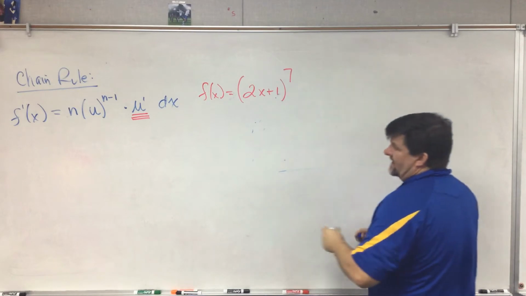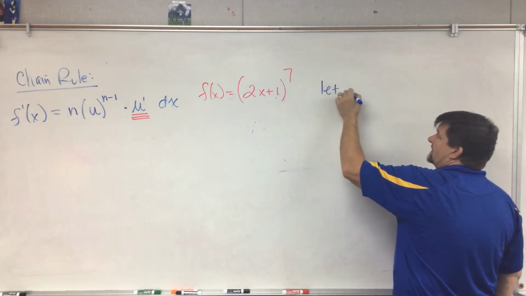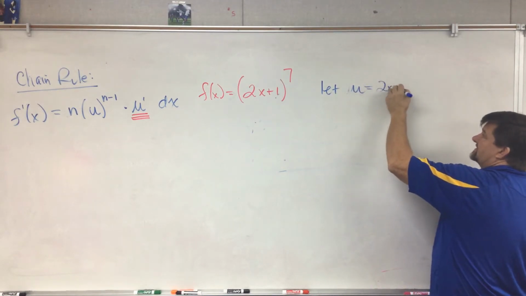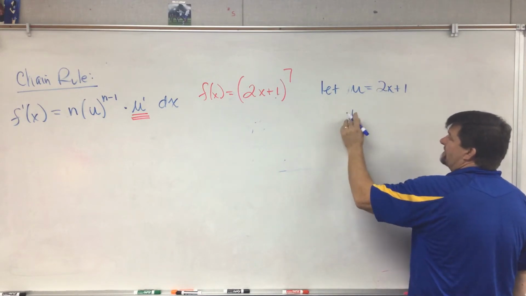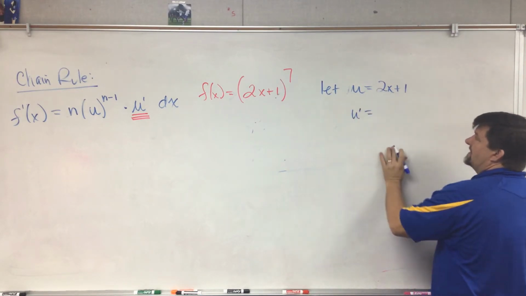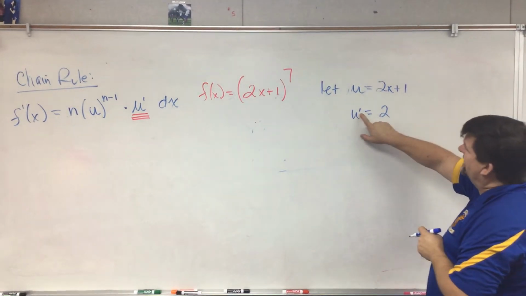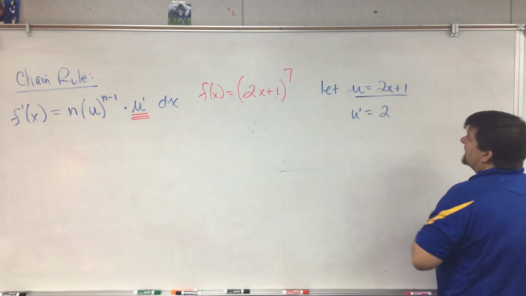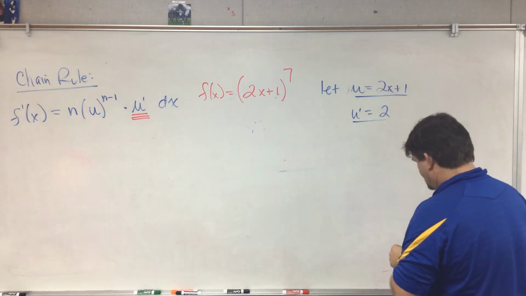I'm going to introduce what's called a u substitution. I'm going to say let u equal 2x plus 1, all right? So then u prime equals 2, because I just took the derivative of that. Remember, the prime is just taking the derivative. So my u is 2x plus 1, and my u prime is 2.